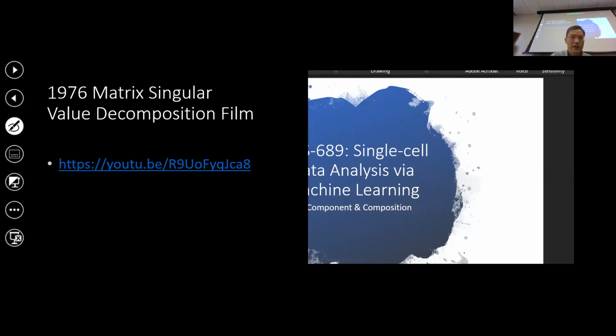Okay, now we move to the most important matrix decomposition method. This applies to any matrix. It doesn't have to be square, because if you have a square matrix, you have a lot of constraints, a lot of situations where you cannot apply it. But here it is really important. So this film shows you the significance of this method, from the early days when it was developed.